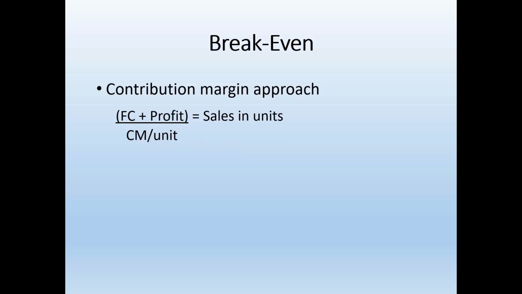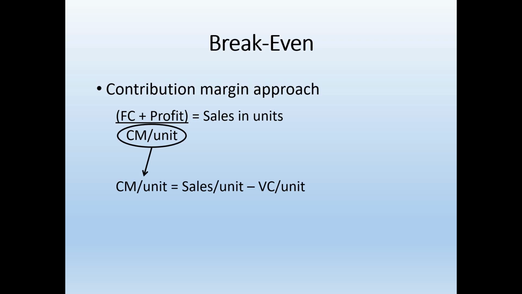So we start out with our basic formula, and if we want to figure out where break even is for ACME Widgets, we fill in all the numbers that we know. The first thing we have to do is determine the contribution margin for the firm. We know the contribution margin per unit equals sales revenue per unit minus variable cost per unit.